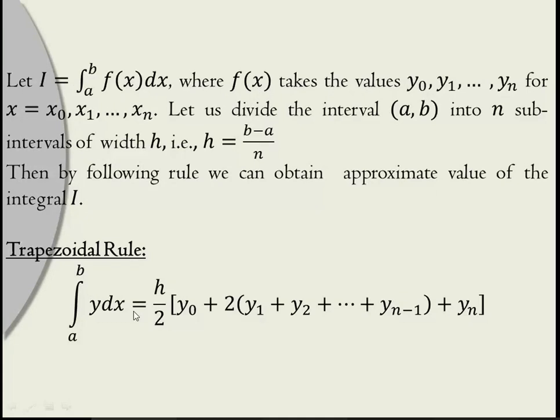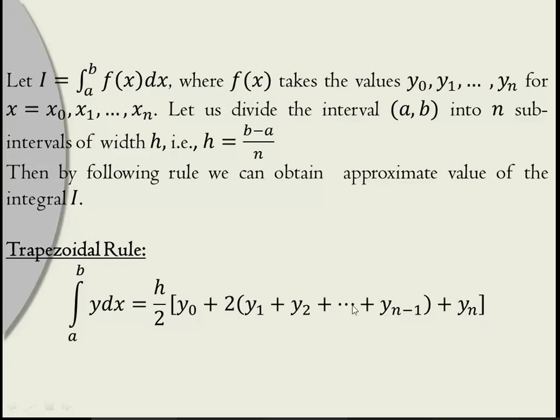h is the length of each subinterval. How to calculate that? b minus a, upper limit minus lower limit, divided by number of subintervals. Generally, either the number of subintervals or h is given in the problem. So accordingly, we can get these values. It is equal to h by 2 times y0 plus 2 times y1 plus y2 plus dot dot dot yn minus 1, plus yn. So just by using this simple formula, we can get the value of integration.